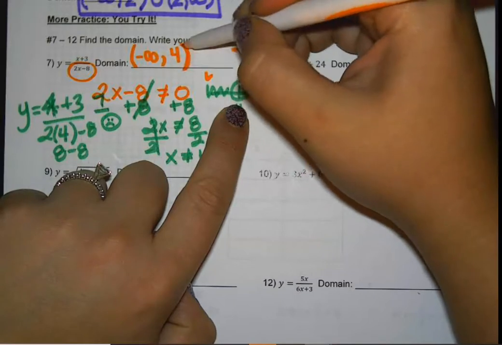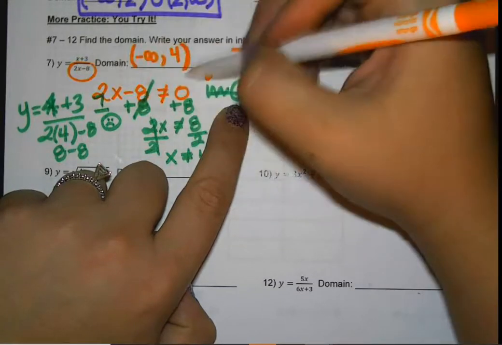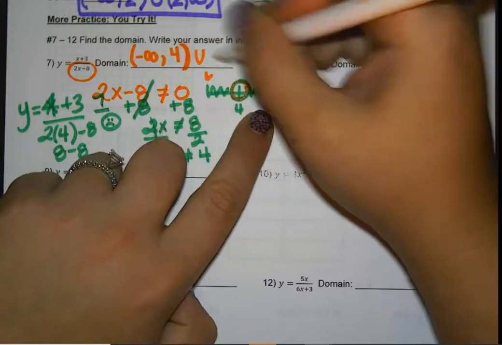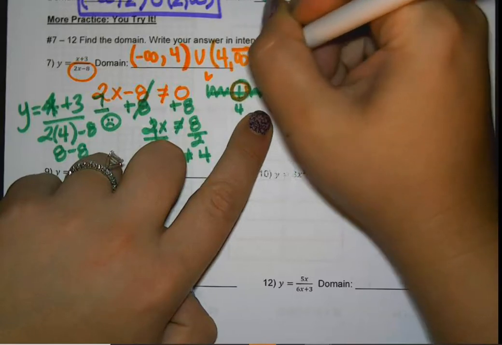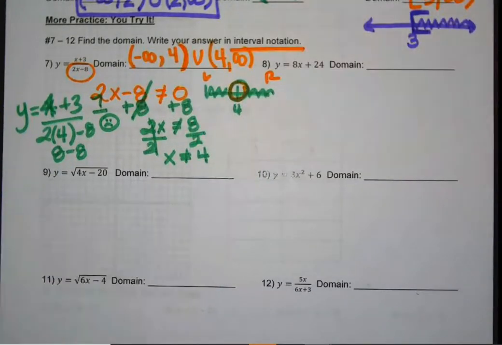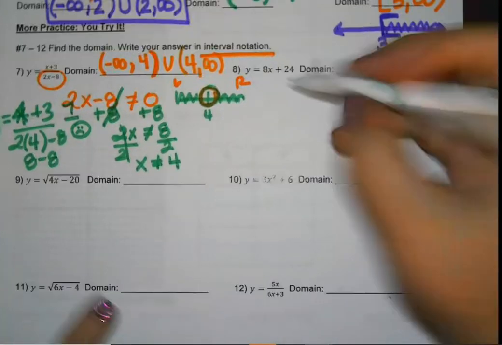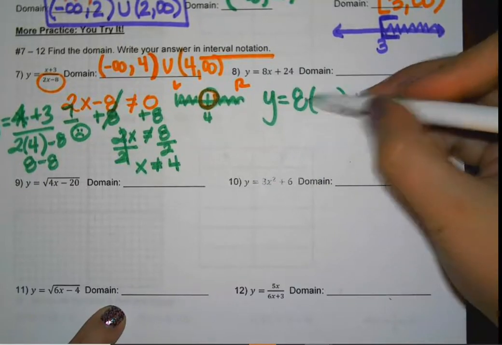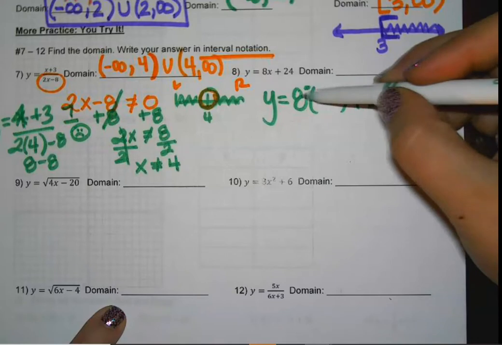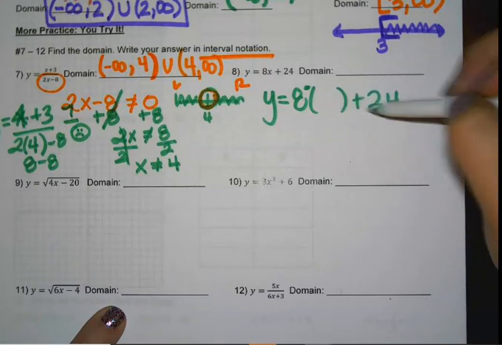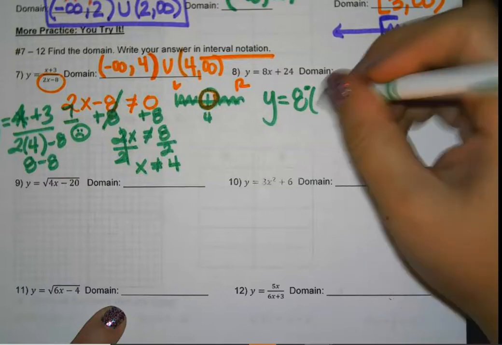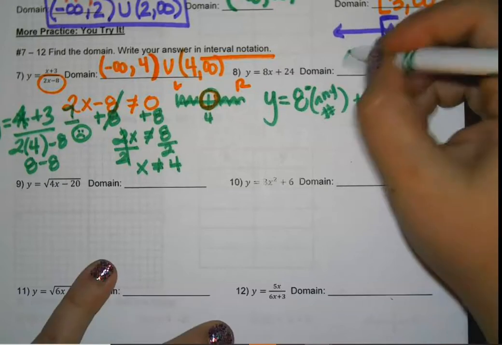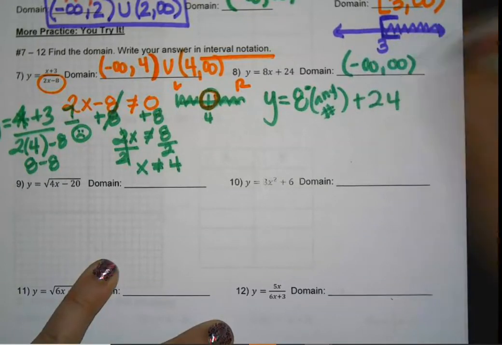The parentheses here mean that you can't plug in 4. If it was a bracket, it'd mean you could. Union, because there's a spot where there's no shading. And then anything greater than 4 can go in for the x spot. Okay, if we look at number 8, it's asking us what number can we put in for x here? What kind of numbers can we multiply by 8 and then add 24 to? Hopefully you're thinking any number can go in for x in that spot. So our domain is all real numbers.